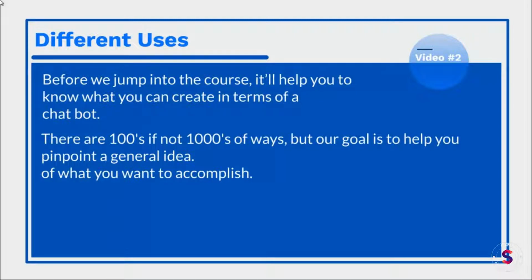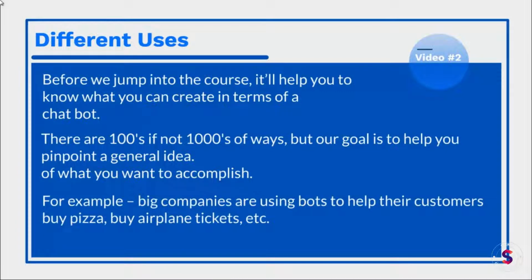but our goal is to help you pinpoint that general idea and then, of course, make it more specific of what you want to accomplish. For example, big companies are really changing the way that we interact with them via chat bots. And specifically in this case, it's the Facebook Messenger chatbot. But beyond that, they are also using chat bots on their website and so forth. But really, we're focusing just on Facebook Messenger here. But they're doing things like helping customers buy pizza, buy airplane tickets, even hotels.